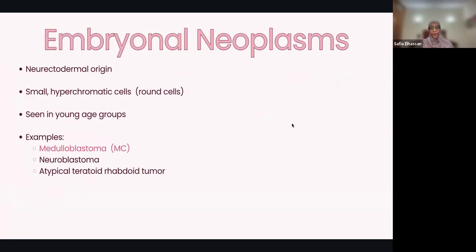So let's talk about embryonal neoplasms. These have neuroectodermal origins. Basically, these are cells that you would see in a developing CNS. So with people that have fully developed and mature brains, you wouldn't really see these types of cells. These are small hyperchromatic cells. They're usually not differentiated or immature, or they are in the beginning stages of differentiation. Examples of these are medulloblastoma, that's the most common one, neuroblastoma, and atypical teratoid rhabdoid tumor.